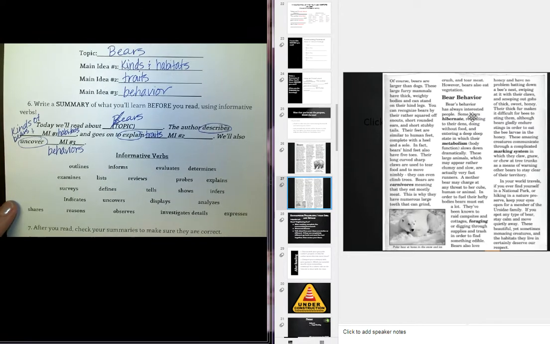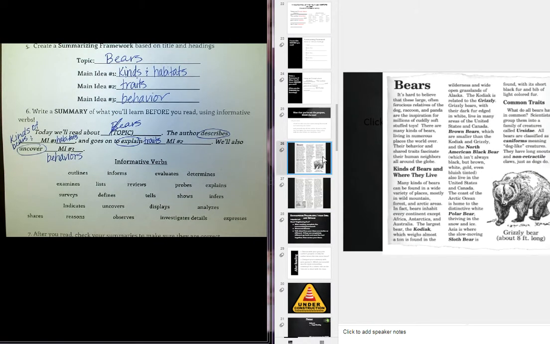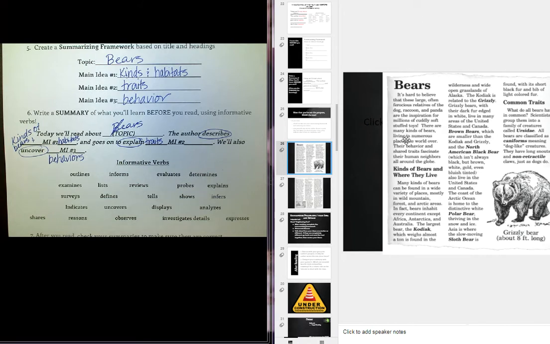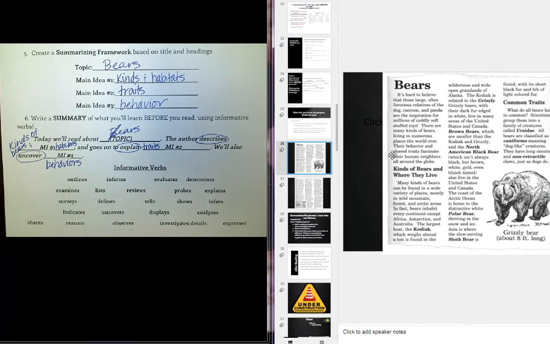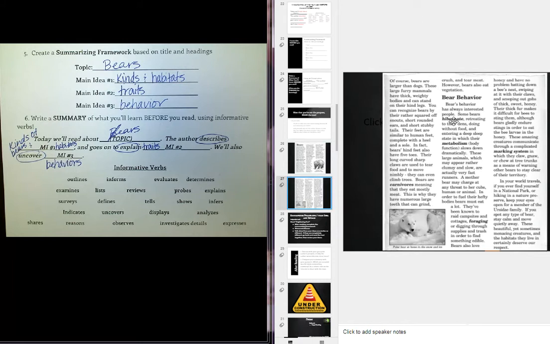So then I haven't even read the piece yet. And so what you'll do now is you would go back, you would read the article, you'd read the expository piece, and you'd double check to make sure that in this paragraph, did they really talk about bears and where they live? Did they really talk about the different types of traits? Did they really talk about the bear's behavior right here? And if they did, well, then there you go. You have your summary. You know what you've just read. You can go back and explain it.